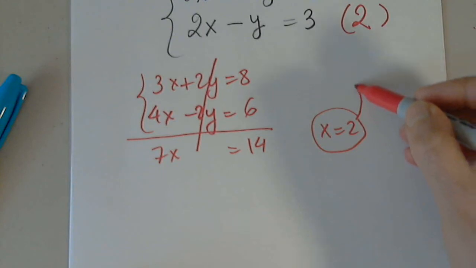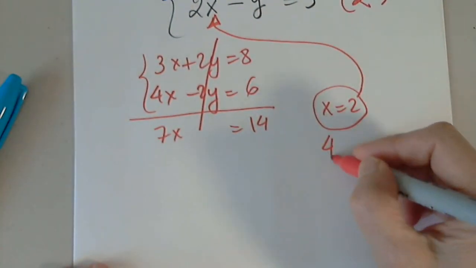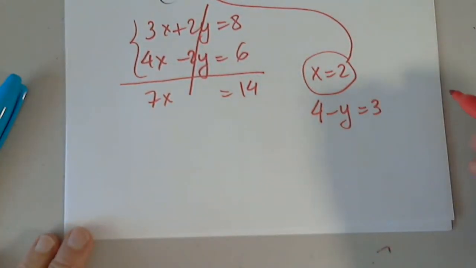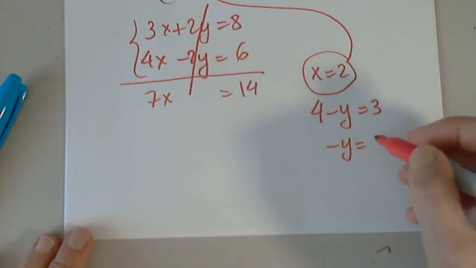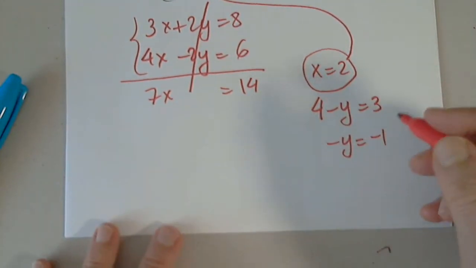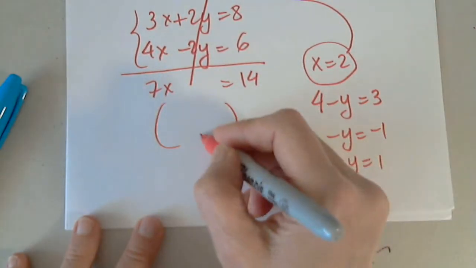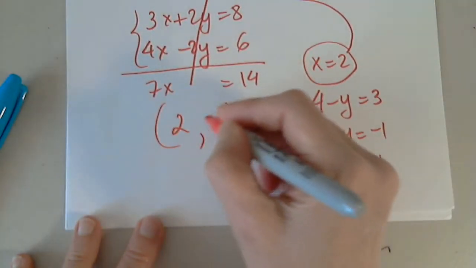Good. Let's say I go back here. 2 times 2 is 4. 4 minus y equals 3. I move 4 to the other side. It becomes negative. Careful. -4 plus 3 will be -1. I have to divide or multiply and get y equals 1. So the solution appears to be, always x first, y second, 2, 1.